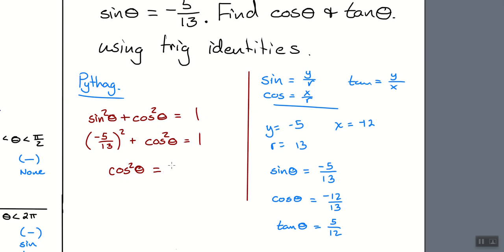I'll write this out, but I'm going to erase it. 1 minus 25 over 169. And I lied, I'm not going to erase it. I'll just go one more line. Cos squared theta then is, gosh, I hate fractions. This is hard. Can you do 169 minus 25? So I think this is 144 over 169, right?